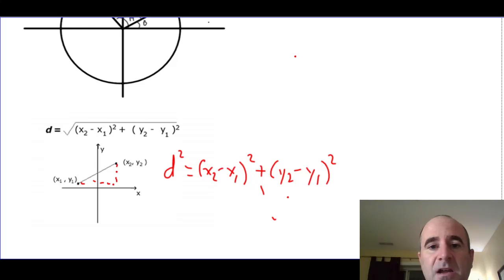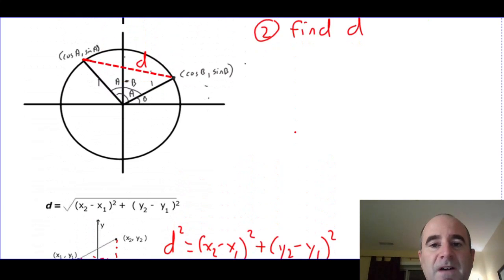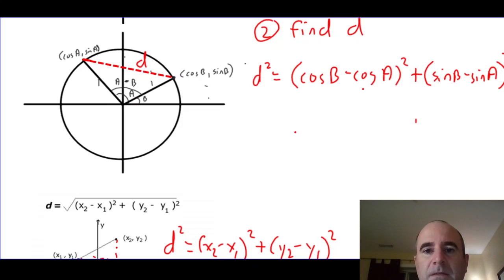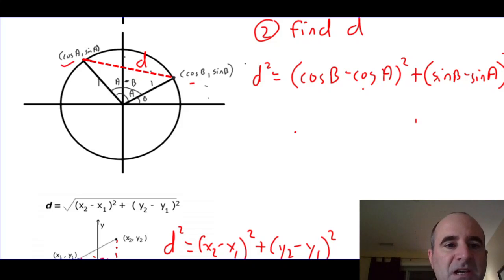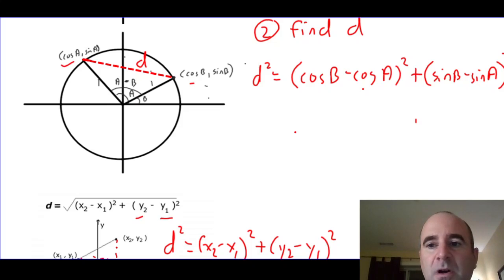So if I go back up here, I want to find D, but this time my x1, y1 point is going to be this point right here, and my x2, y2 will be this point right here. So filling them in, this is what I get, okay? So x2 minus x1 was cos B subtract cos A, squared, and my y2 minus y1 is sine B minus sine A, squared.